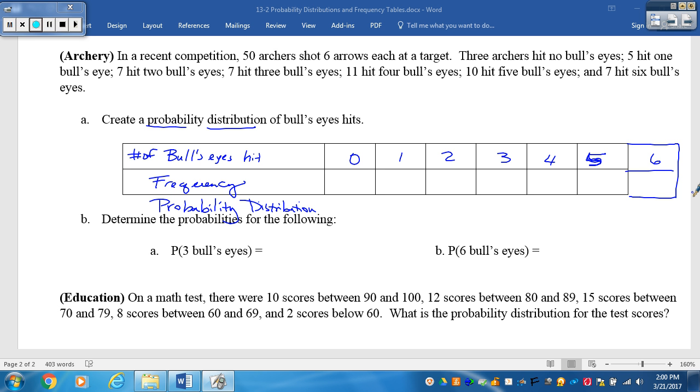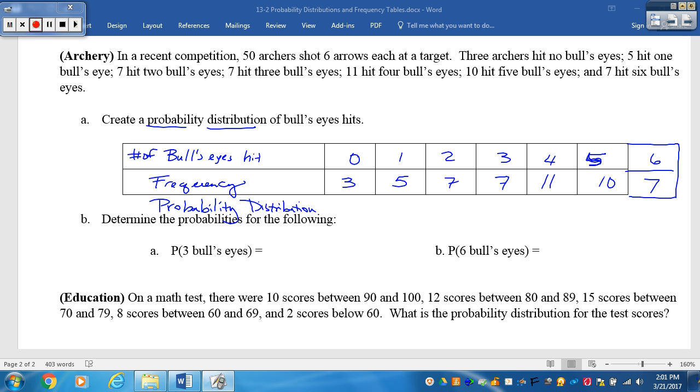Now the frequencies, if we read through this here, it says 3 archers hit no bullseyes. So I'm just going to fill in 3 archers hit 0 bullseyes. Okay. 5 hit 1 bullseye. 7 hit 2 bullseyes. 7 hit 3 bullseyes. 11 hit 4 bullseyes. 10 hit 5 bullseyes. And 7 hit 6 bullseyes.